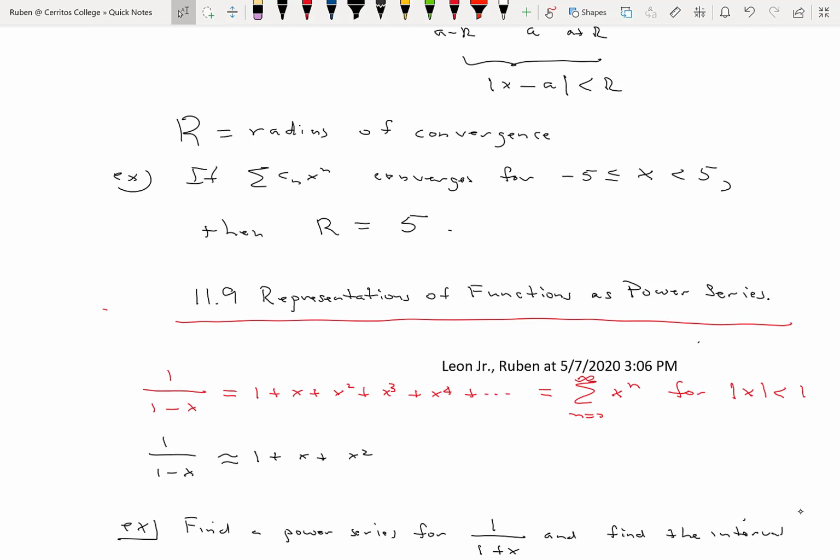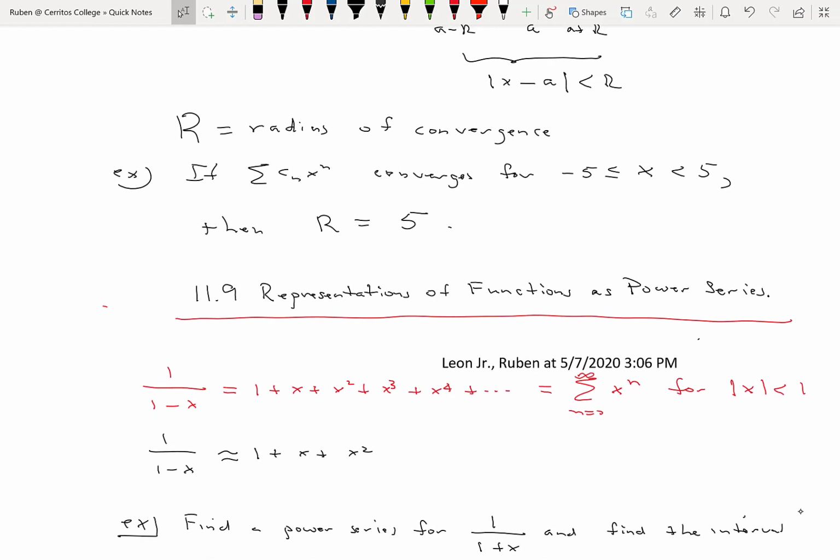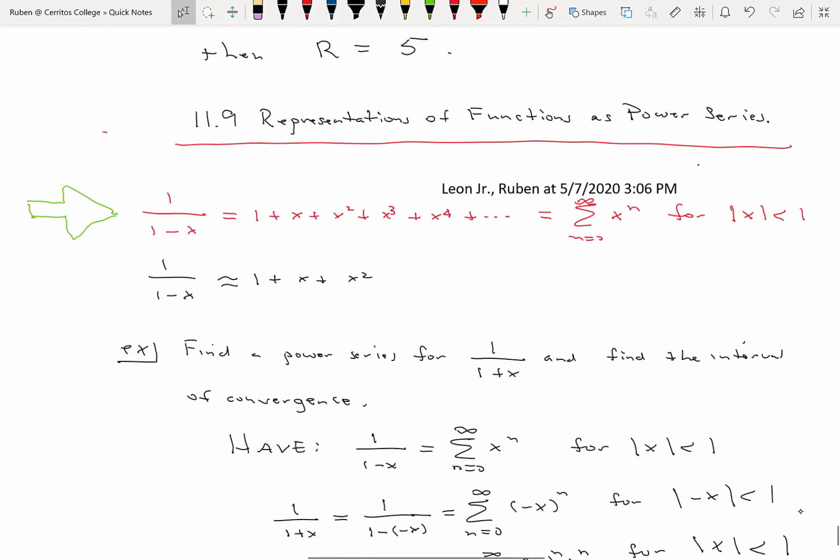So let's do it. We have one most important power series in the universe, and that's the original power series, the power series for 1 over 1 minus x. And the idea in this section is going to be to recycle that one power series to create a whole bunch of power series for a whole bunch of other different functions. So 1 over 1 plus x. How can I use the original power series for that?